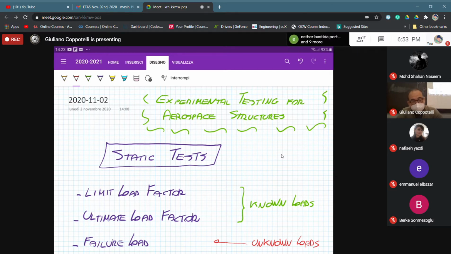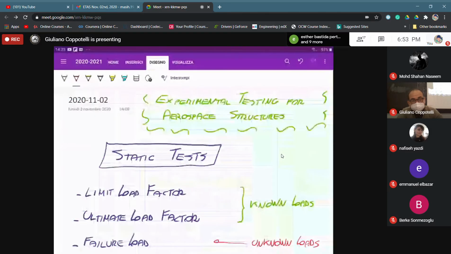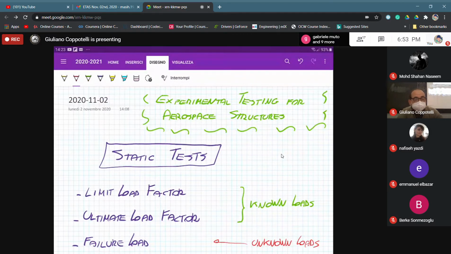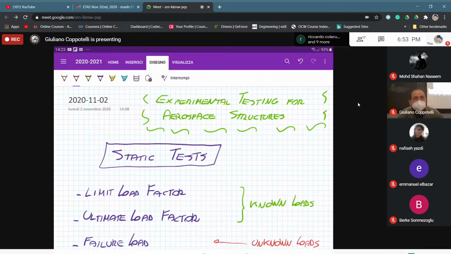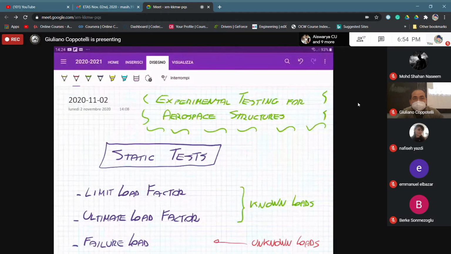Once we have these results from the limit load factor tests, results in terms of displacement, results in terms of strain and the corresponding stress, then we have to compare these results with the ones that we can have from the numerical analysis and see if everything is compatible, if the numerical model is actually predicting the right displacement and the right state of strain or stress.